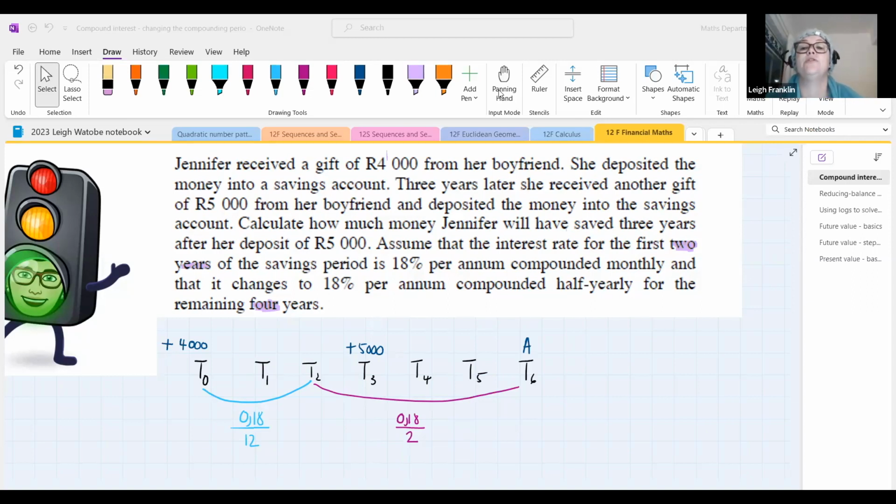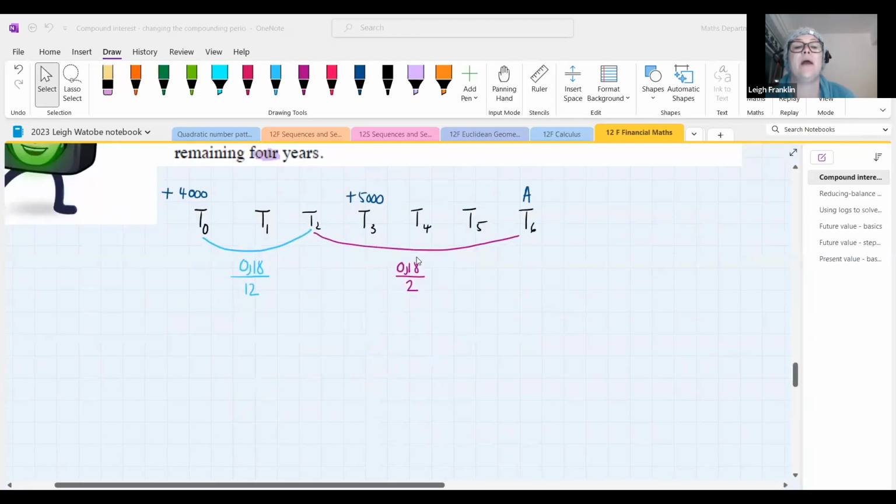That's not where we're going to start, Bianca. We've got to start with our initial deposit of 4,000 Rand. Then they tell us that the interest rate is 18% compounded monthly for the first 2 years. That's the light blue. And the purple is the interest rate that changes to 18% per annum compounded half yearly for the remaining 4 years. So this is what needs to happen.